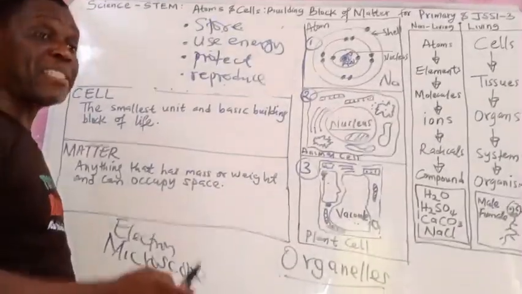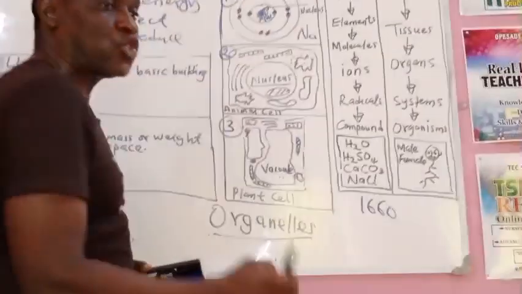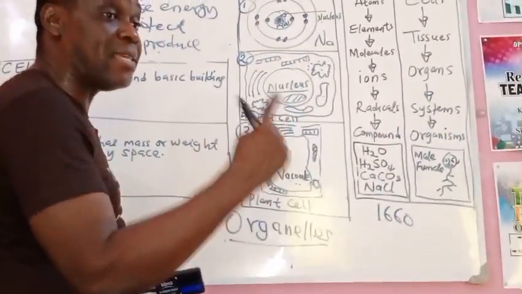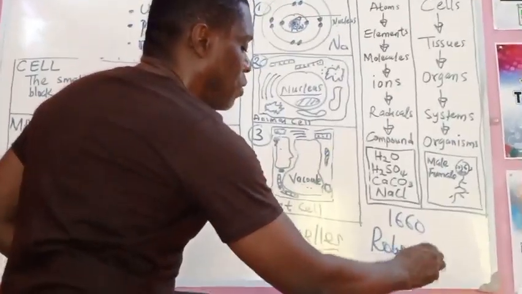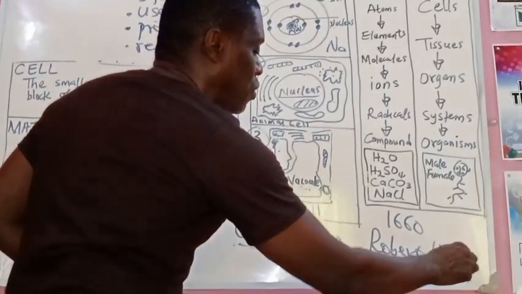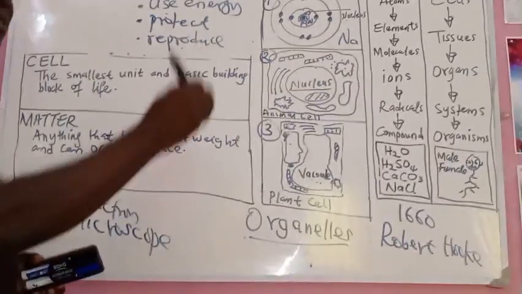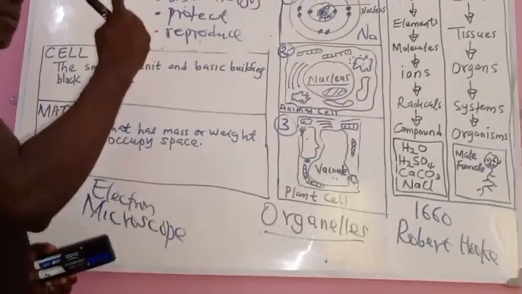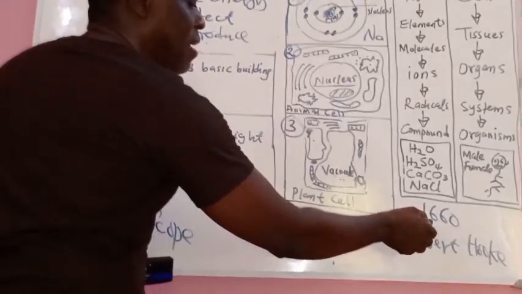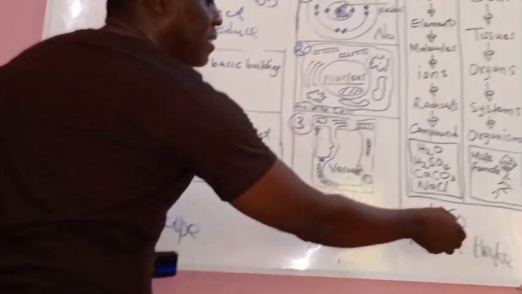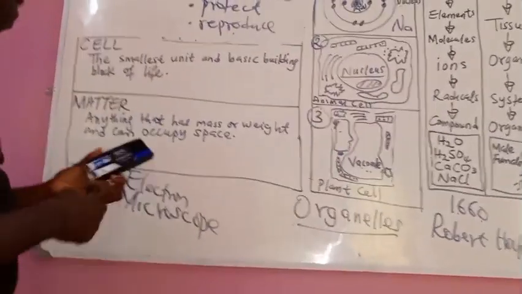Now, the first scientist in 1660 to single out a cell, to discover a cell, is Robert Hooke. Robert Hooke is the first scientist to single out the first cell to be observed. It was discovered by Robert Hooke in the year 1660. That's a very long time ago.